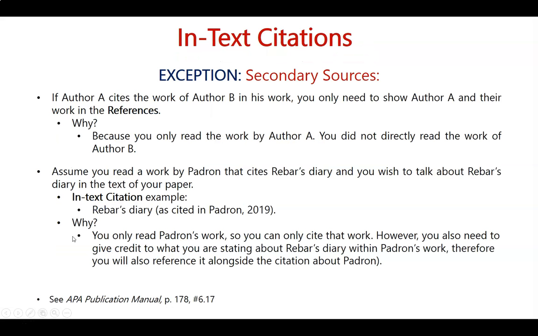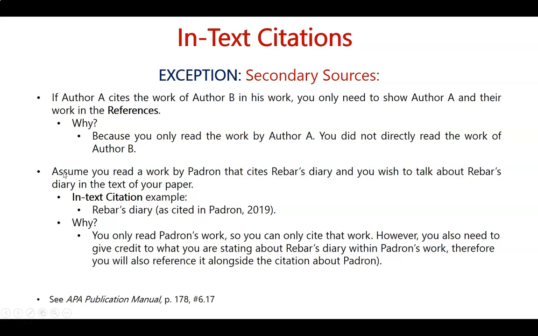Sometimes you will have what we call a secondary source. You've read something that somebody else talked about that they had put in their work. So if author A cites the work of author B in his work, you only show author A and their work in the references. You only read the work by author A. You did not directly read the work of author B, and so that's why you're only showing author A.